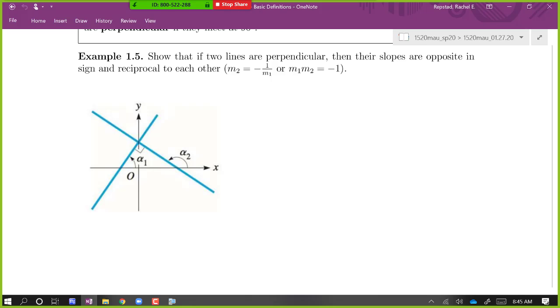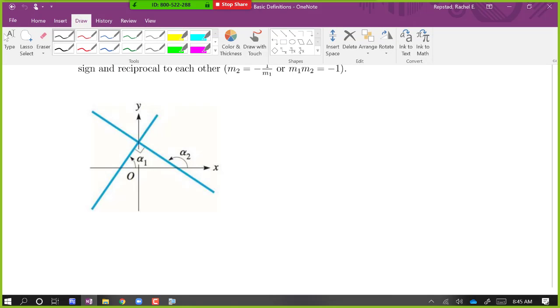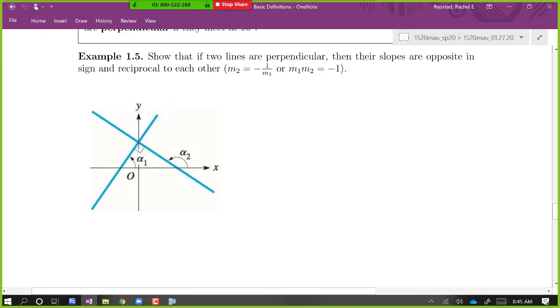So the first thing we want to do here is label some other angles. In particular, this angle right here. You can see that we have a right triangle here, because these two lines meet at 90 and the x-axis is another side of that right triangle. The two acute angles in a right triangle add up to 90, so this angle in the middle has to be 90 degrees minus alpha 1.